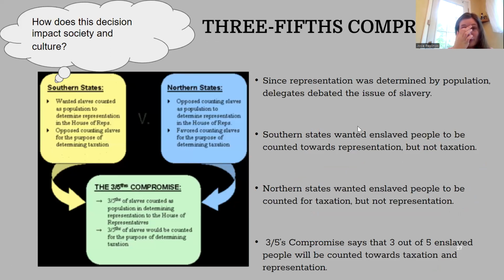Next, we have the 3/5 compromise, which is less celebrated in American history. The result of this compromise was that enslaved people would be counted for population as 3/5 of a person. Southern states wanted enslaved people to be counted towards representation, but not taxation. Northern states wanted them to be counted for taxation, but not for representation. And what they came up with to resolve this issue was the 3/5 compromise. Therefore, the people would be counted as 3/5 of a person towards both taxation and representation.